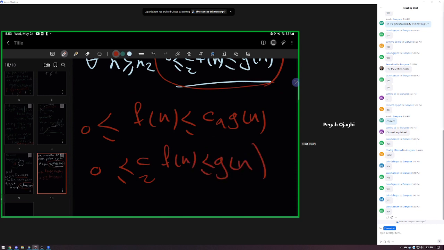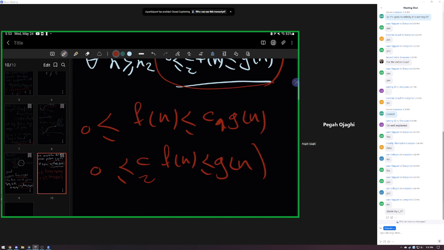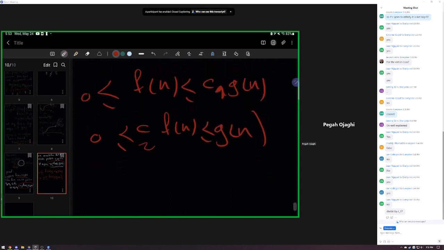From the first one, how can I get to the second? Anybody know how we can get from the first one to the second one? It's easy. If I divide this second part by C2, and C2 is greater than 0, it doesn't matter whether you divide by C1 or C2. If I divide this by C2, this is going to be gone, and this one is going to be 1 over C2.